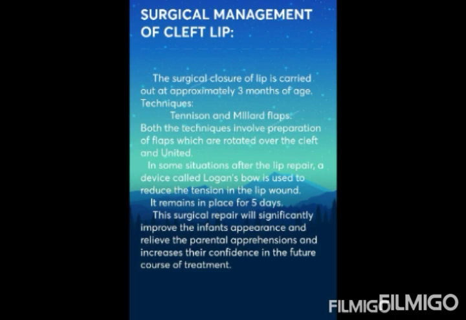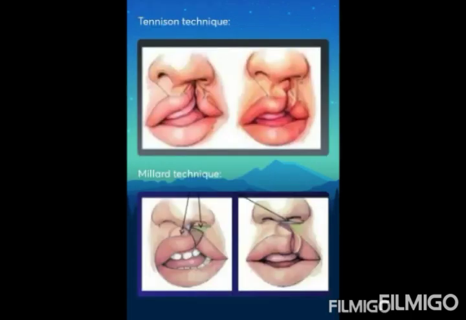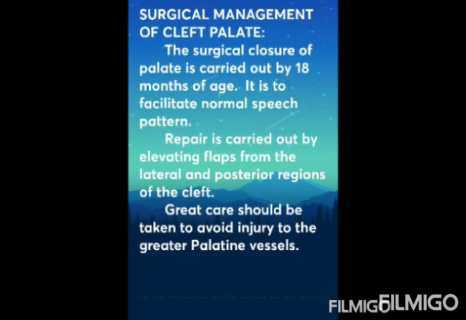After we do the surgery, we have to place a device called Logan's bow. It reduces the tension in the lip wound. The techniques used are the Tennison technique first and the Millard technique second. These are the important techniques for cleft lip surgery. So that is the surgical management of cleft lip.